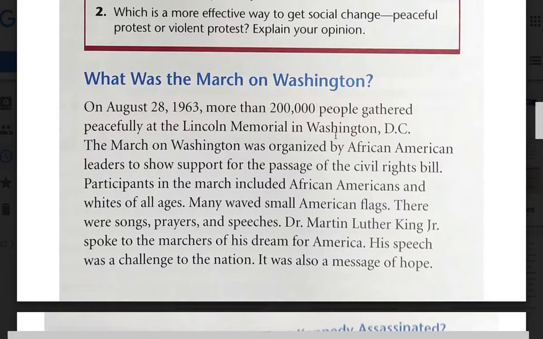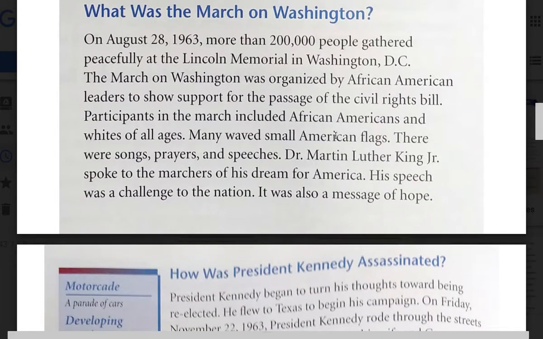Dr. Martin Luther King Jr. spoke to the marchers of his dream for America. His speech was a challenge to the nation. It was also a message of hope.